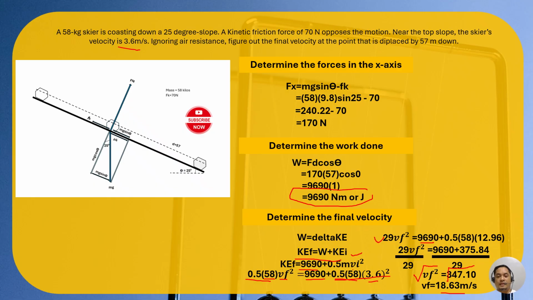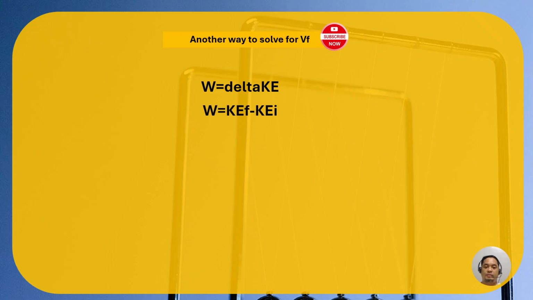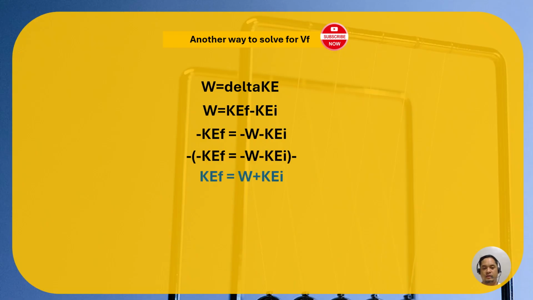That's the answer. And there is another way to do it. Okay, another way to solve for v final. If you like this one, you can also use it. Again, from this equation, work is equal to delta, or change in kinetic energy. So we have KEF minus KEI. That's the change in kinetic energy. It's equivalent to work done. And we polish it. We multiply both sides by negative, so we will have this one.